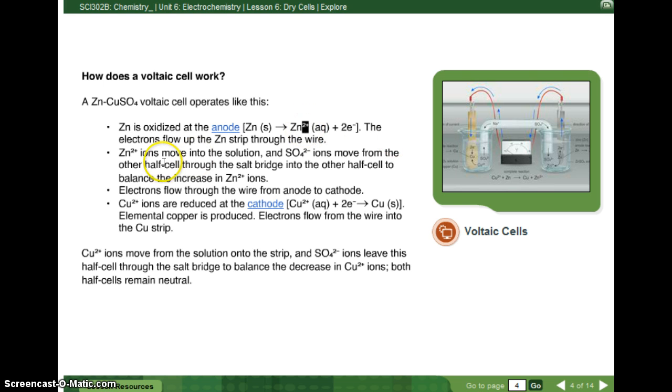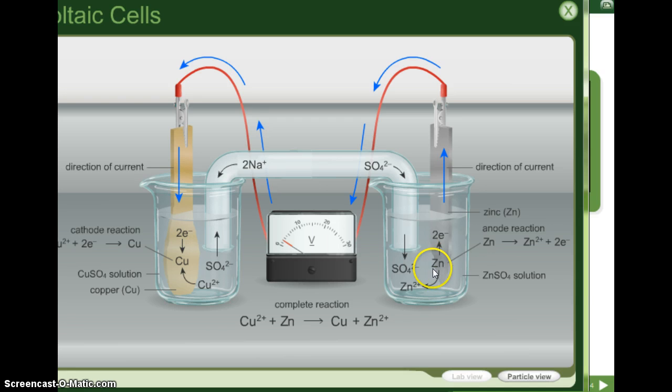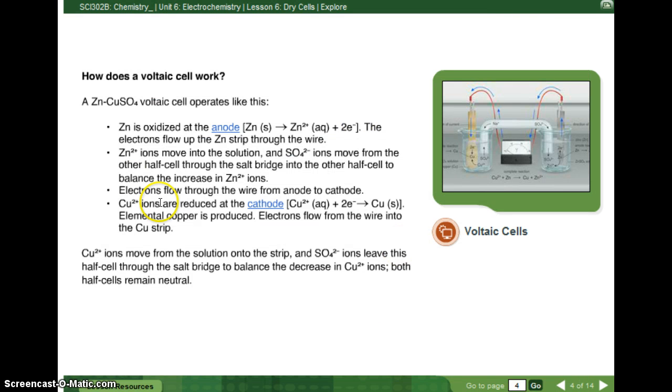Meanwhile, those zinc plus 2 ions move into the solution. Okay, so the electrons went up and the zinc plus 2 goes down here. And sulfate ions move from the other half cell through the salt bridge into the other half cell to balance the increase of the zinc plus 2 ions. So in other words, we have our zinc, the electrons went up, the zinc plus 2 went down. And if you notice, there's sulfate. Well, that sulfate originally came from over here. And the sulfate travels through the salt bridge over here, and they hook up together. And by hook up, I mean chemically bond.